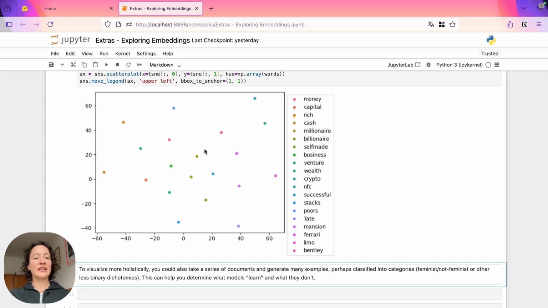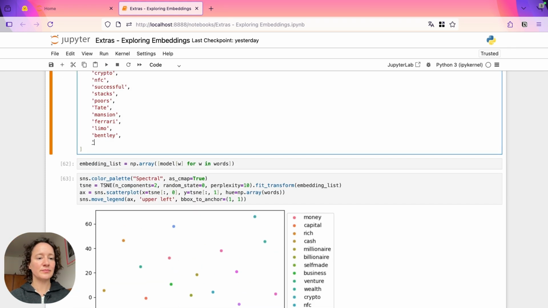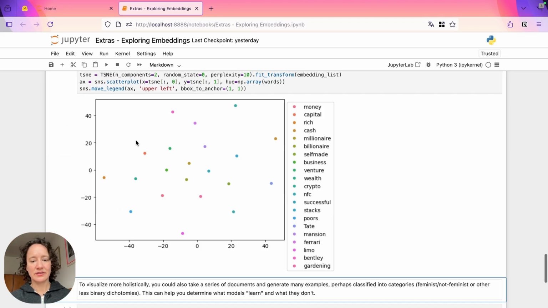Now, probably if I put in a word here that has nothing to do with this, let's put in, I don't know, gardening. Let's take a look. Where is gardening? Gardening is maybe here or here. Anyways, obviously this projection is not giving us a lot of information.